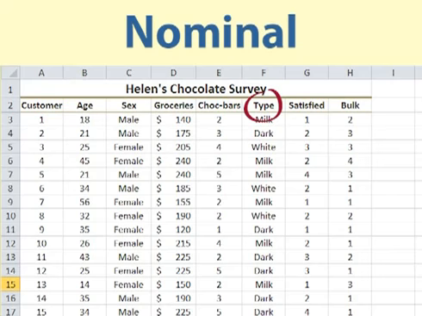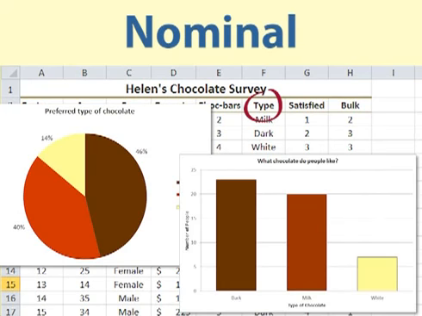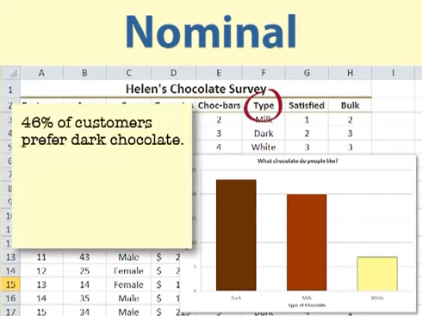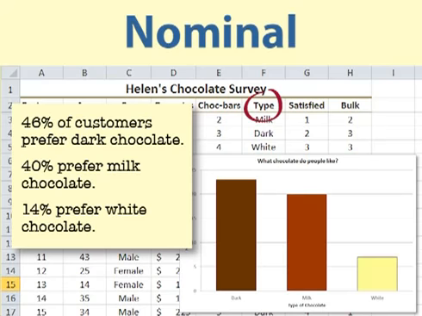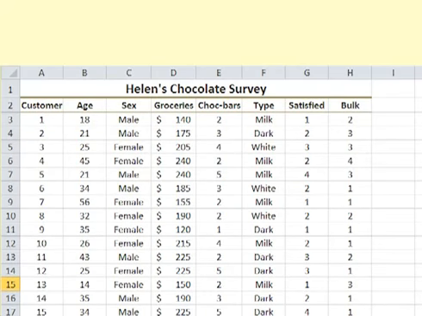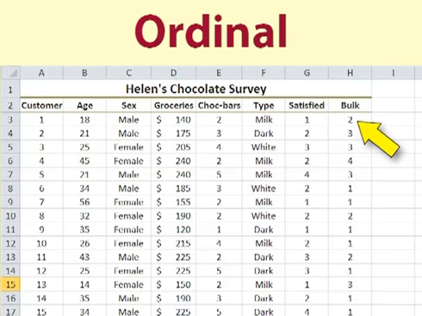The type of chocolate preferred is nominal data. This can be shown in a pie chart or bar chart. We can summarise by saying that 46% of customers prefer dark chocolate, 40% prefer milk chocolate, and 14% prefer white chocolate. The measures of satisfaction and likelihood are ordinal level data.